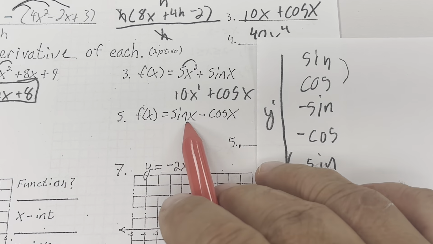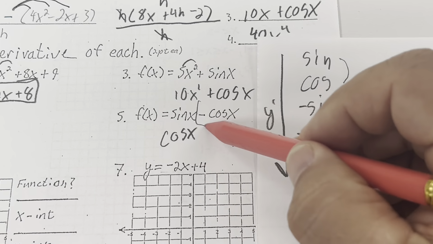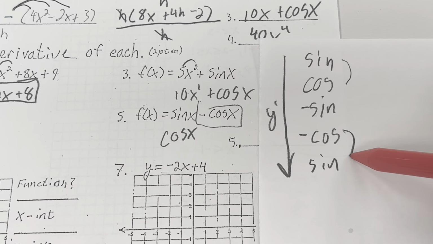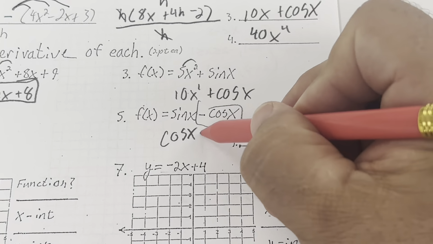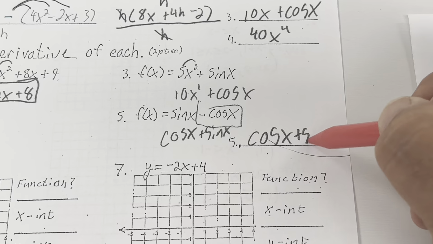So the derivative of sine is cosine. The derivative of negative cosine, go down 1, is positive sine. So plus sine x. So cosine x plus sine x.